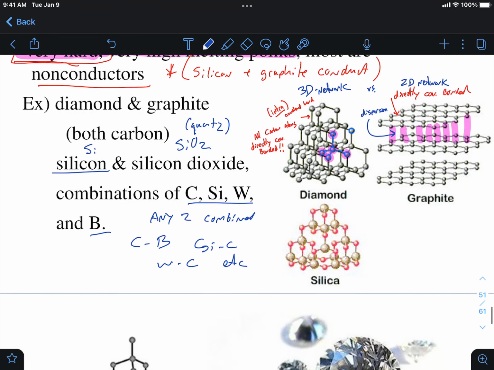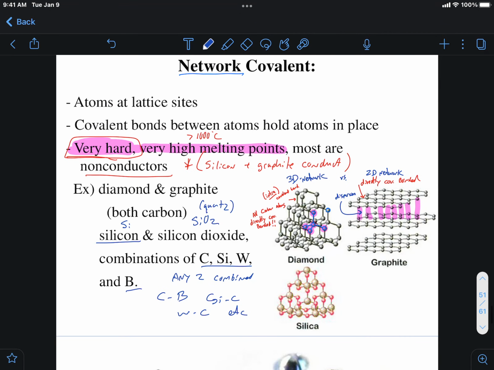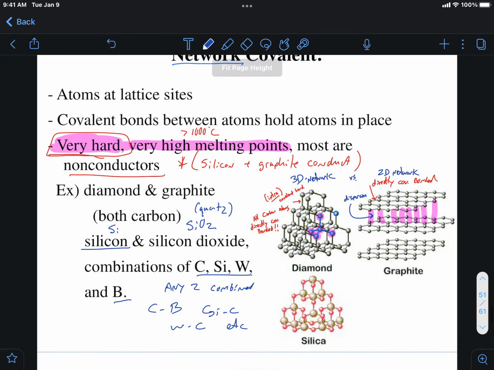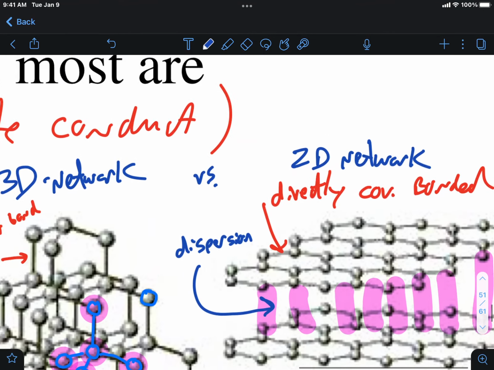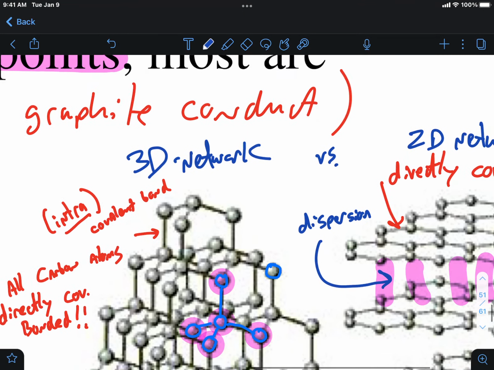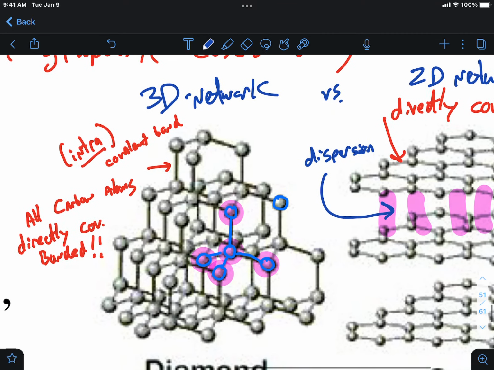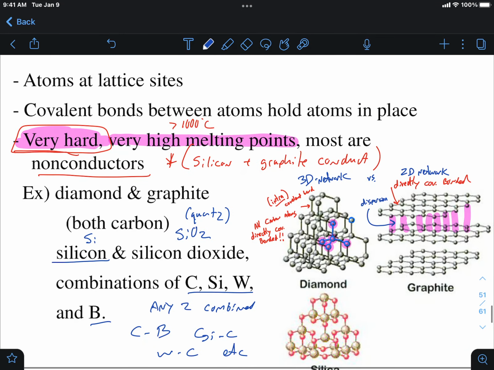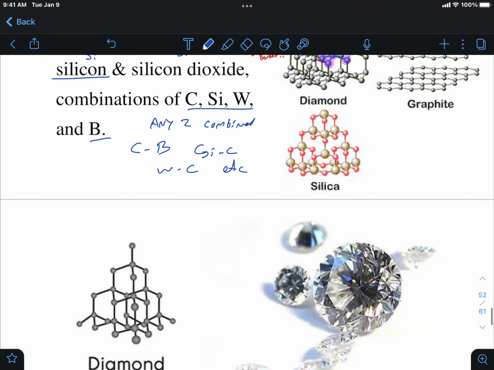Okay. So, are we okay with network covalent, guys? What is the takeaway from network covalent? What did I highlight on here that you should know for sure? Very, very hard and very, very, very high melting point, right? Okay. And you should know why. And here's the why, right? The 3D network, right? All the interconnected intramolecular covalent bonds.